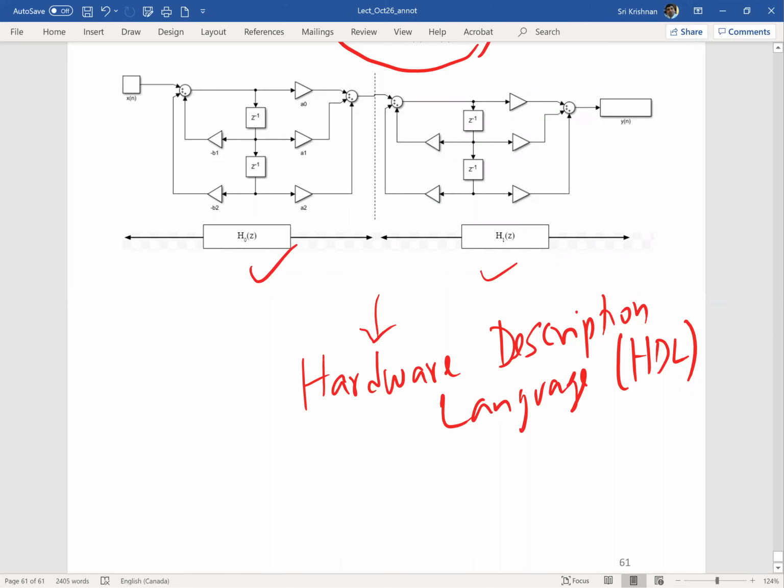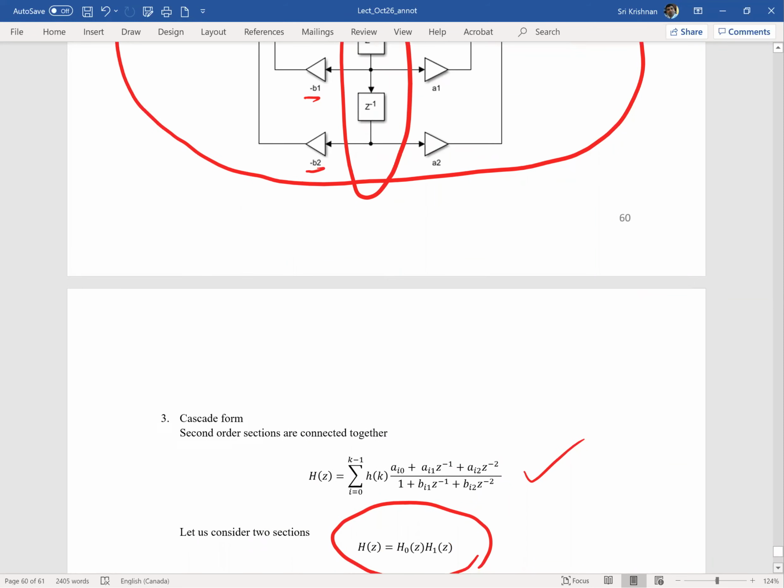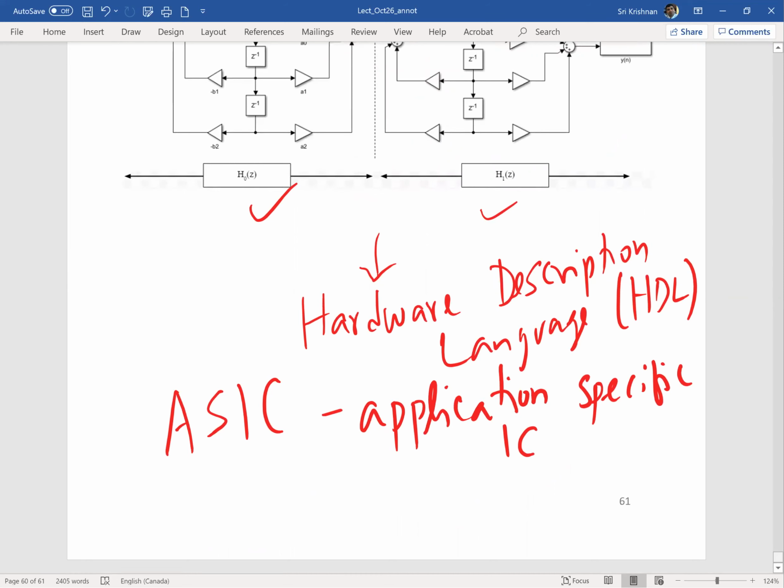There are commonly 2 ways of taking this into the IC world. One is called the ASIC, which stands for application specific integrated circuit. What it does is that once you decide the coefficients in the filter design, then in the ASIC, it's permanently programmed on the hardware, on the silicon. So the chip permanently carries those filter coefficients, and we cannot change it later.